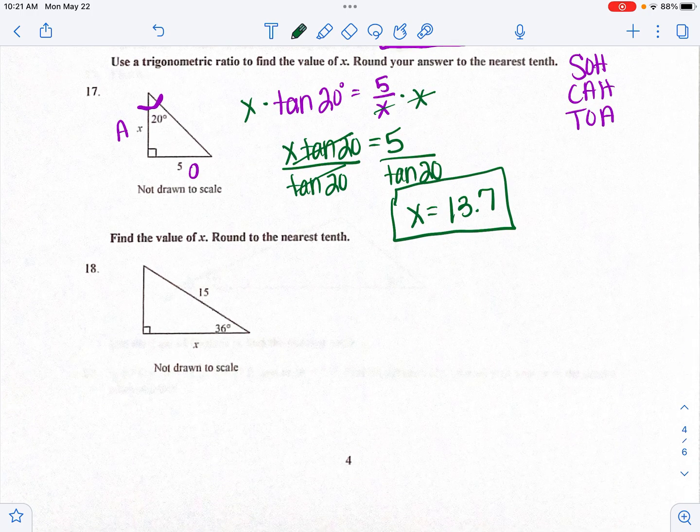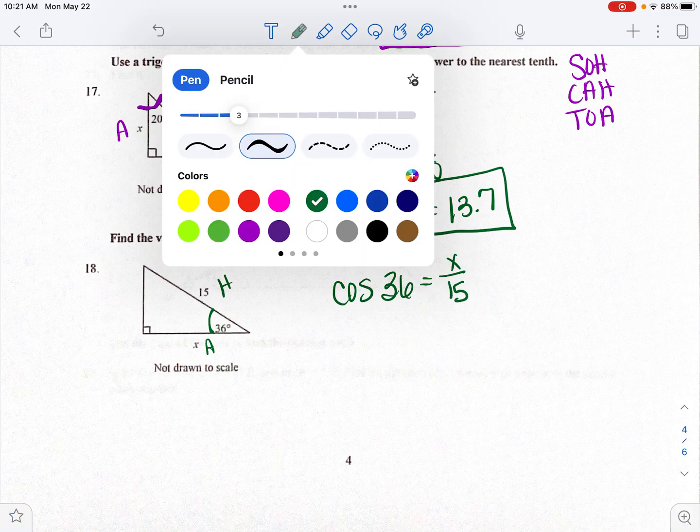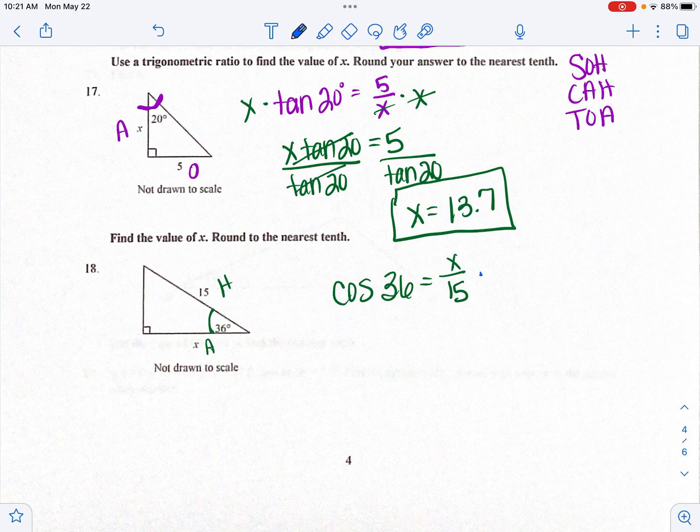All right, so on this one, we're given this angle. 15 is the hypotenuse. X is the adjacent, right? It's right next to it. So this one's going to be the cosine of 36. Adjacent over hypotenuse would be x over 15. This one is just multiplication because you're looking for x, right? So just going to multiply here. So 15 times the cosine of 36.